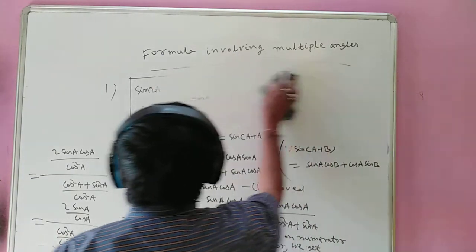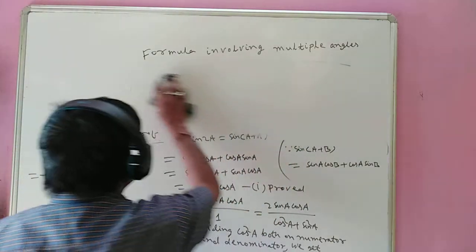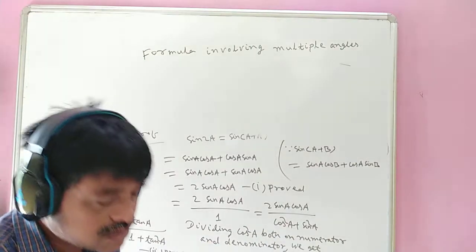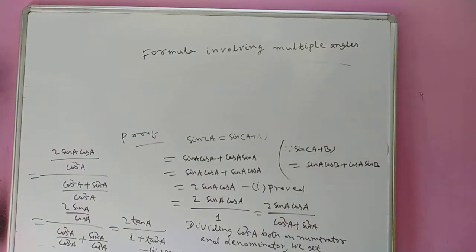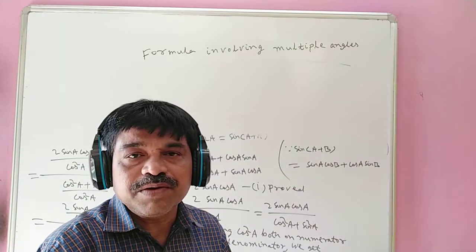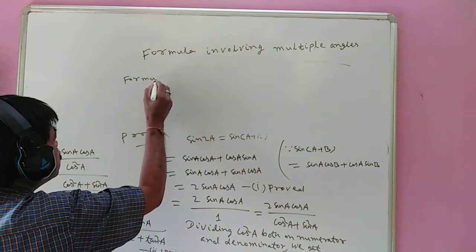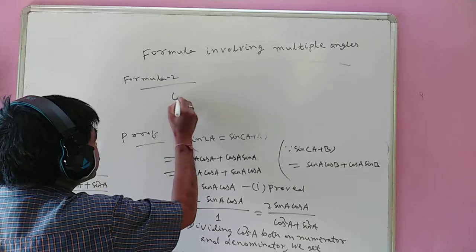Let us discuss formula 2. Okay. So this one is sin 2a. So 2 is the multiple of angle a. So that's why this is called multiple angle. Okay. So we are discussing formulas involving multiple angles. Then you write formula 2. So formula 2 is cos 2a.